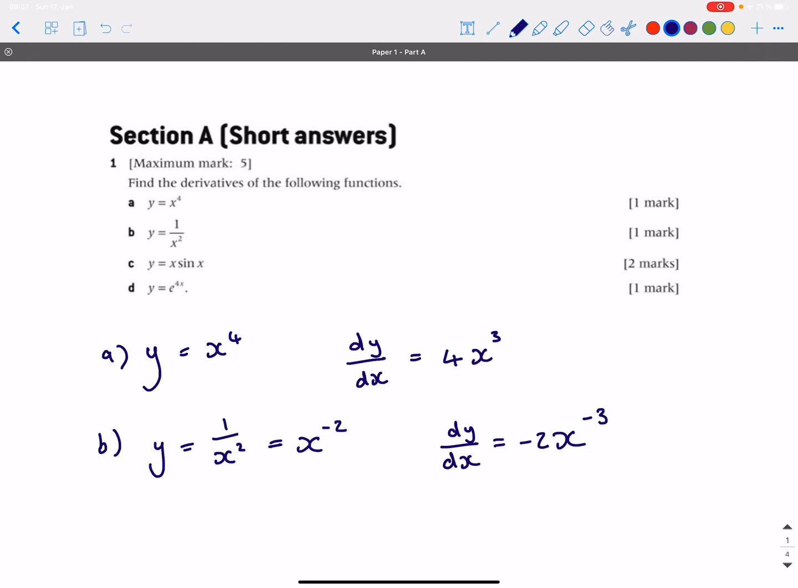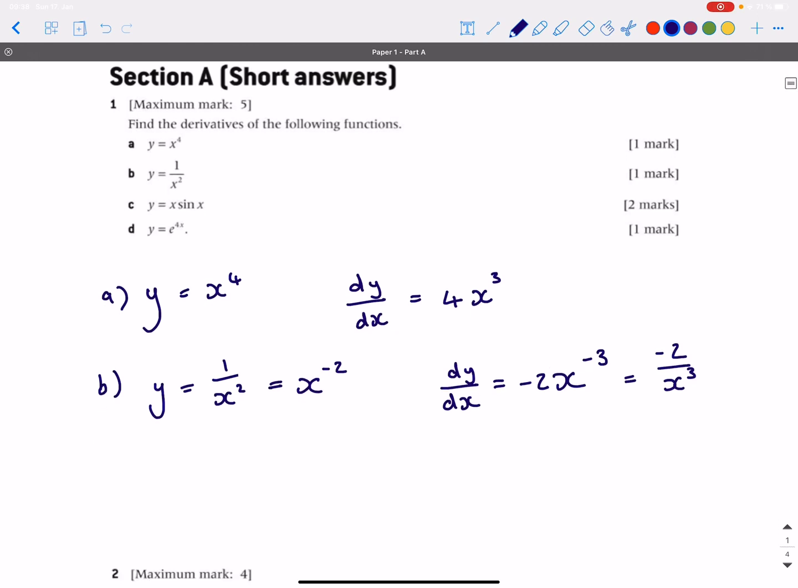After you've done that, it's good practice to write it back as a fraction, because that's how it was given to you. And if I want to do that, that minus 2 is being multiplied by that, so that should end up on the top of the fraction. But the x, it's just the x, which is to the power of minus 3. So I will write that on the bottom of the fraction. So in the end, it looks like minus 2 over x to the power of 3.